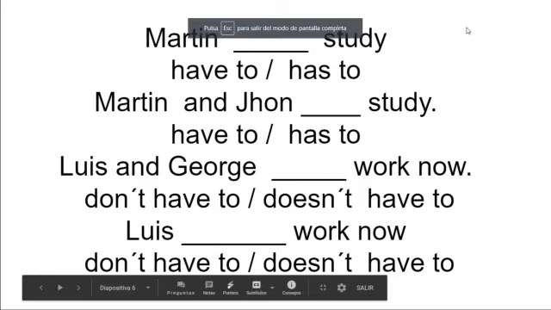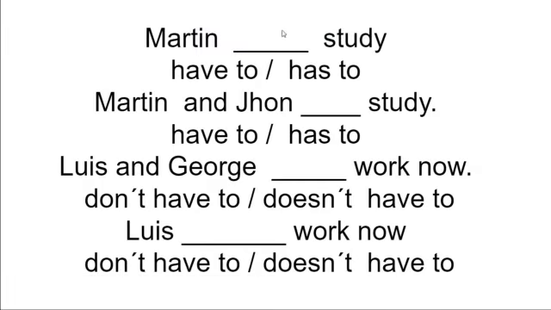Now, let's practice. In this case, Martin study. In this case, ¿qué tiene que utilizar? Has to or have to. If you talk about one person, you have to use has to. The correct answer is has to. Martín has to study. Martín tiene que estudiar.